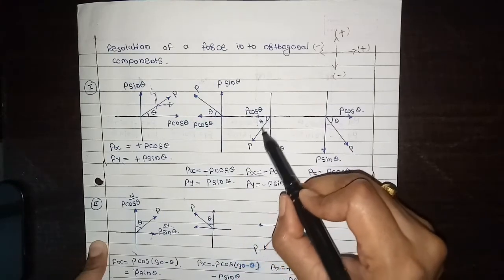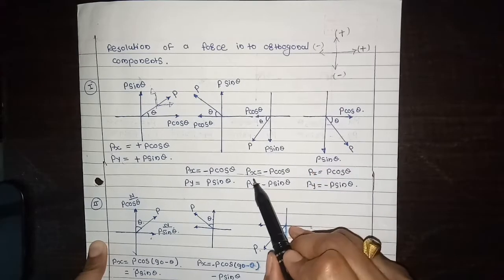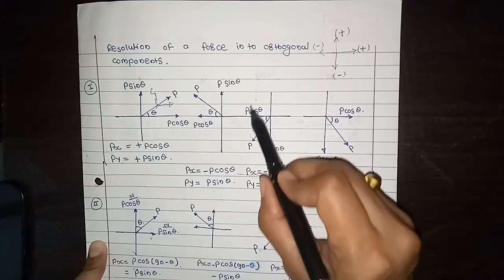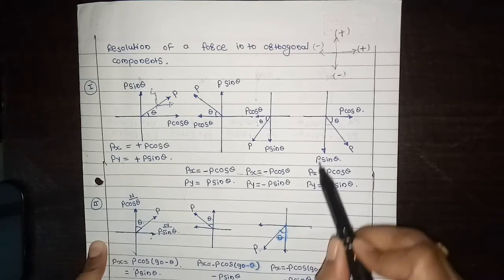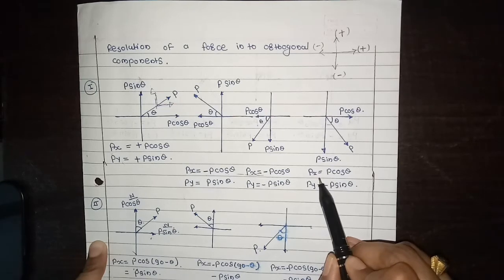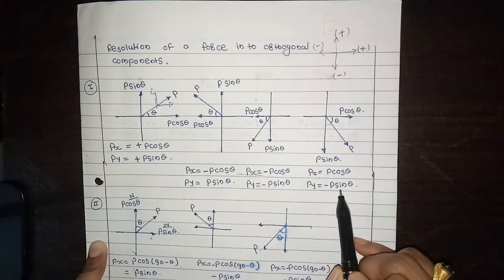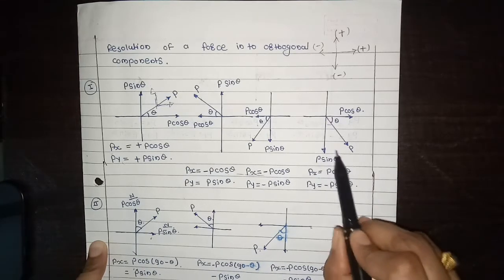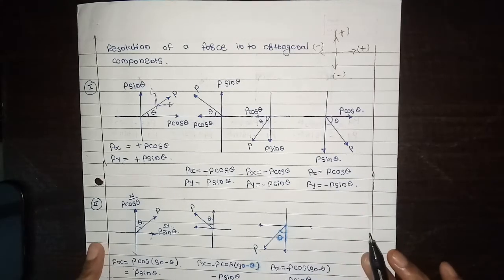Then if force P acts in the third quadrant and theta is the angle with the horizontal axis, Px is equal to minus P cos theta and Py is equal to minus P sin theta. Then if force P acts in the fourth quadrant, Px is equal to P cos theta and Py is equal to minus P sin theta, that is the negative direction, since this force acts in the downward direction.